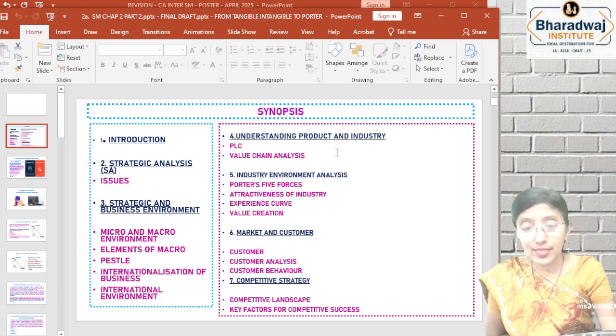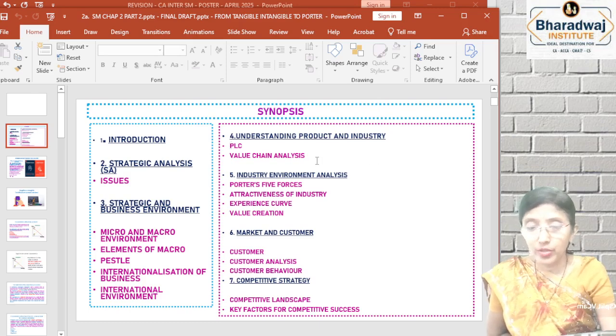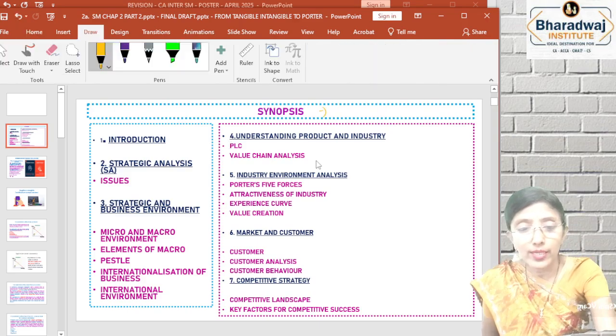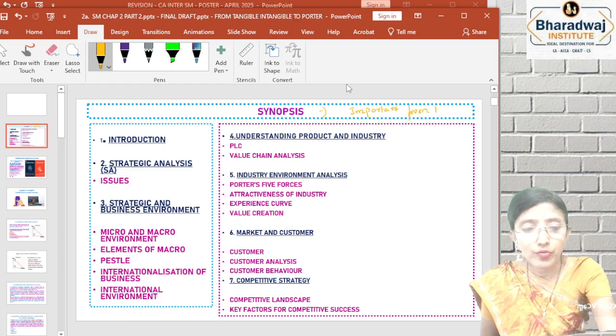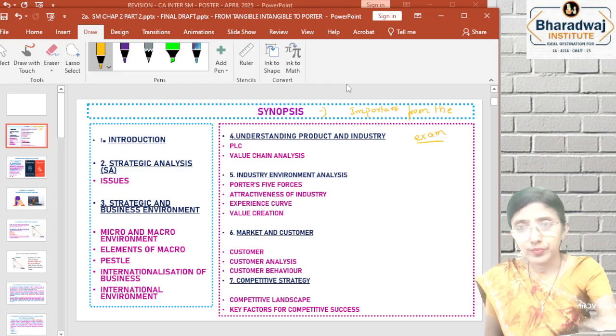Value chain analysis as given by Michael Porter. You are going to see that framework. Now mark this chapter 2 as important for examination. You can even start with chapter 2 and then do chapter 1. Important from the exam point of view, because most of the questions are from it.